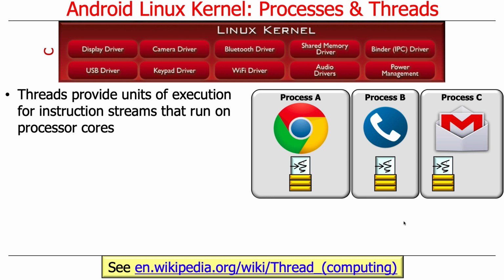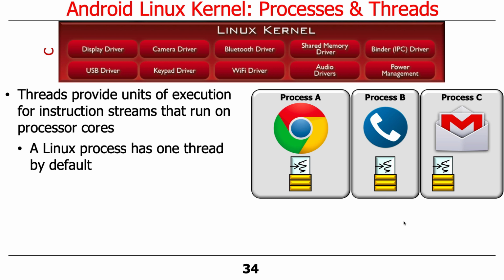So let's talk a little bit more about threads and processes. It's kind of important to understand this, at least at a high level, or at least enough to be able to answer the questions on the next quiz. So threads provide units of execution for streams of instructions that run on the underlying processor cores. So the processor cores are what's actually doing the work, and the threads are a software-enabled abstraction to access those underlying processor cores. And so by default, as we said before, a Linux process has a single thread.